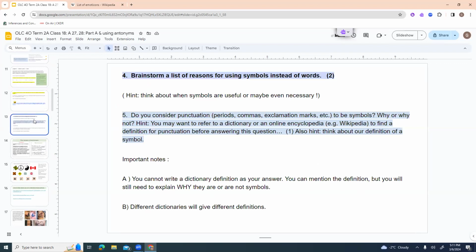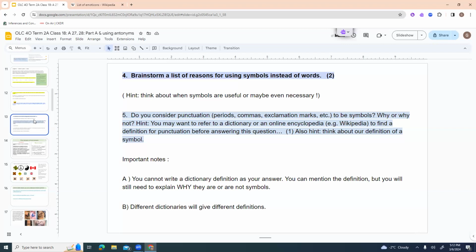Okay, number 4. The question for number 4 says, brainstorm a list of reasons for using symbols instead of words. And again, 2 marks. So when do you think symbols would be useful or maybe even necessary? Are there times when words would not be helpful? Think about different types of people, different types of languages, different situations where symbols might be helpful.